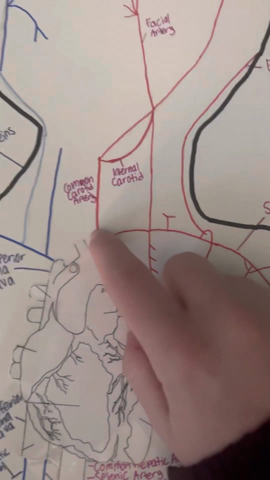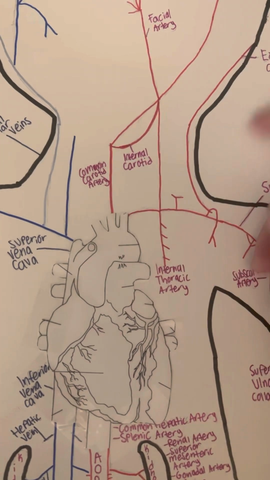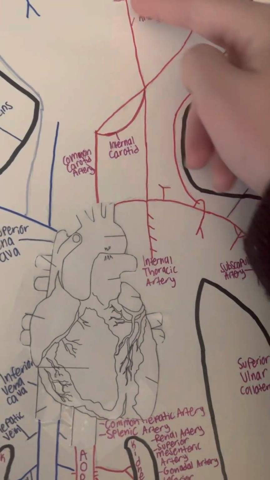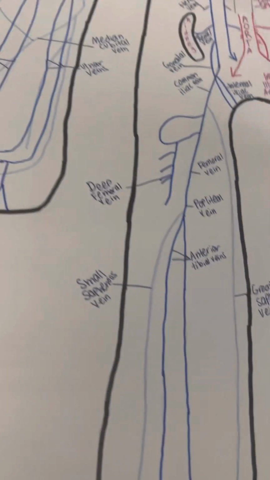And then up here for the head and neck, you have the common carotid artery, the internal carotid artery, the external carotid artery, facial arteries, and the superficial temporal artery. Now for veins, we'll start down here at the foot first.